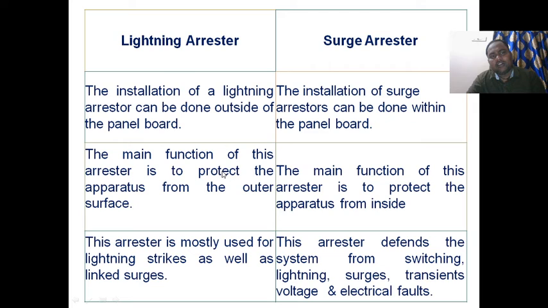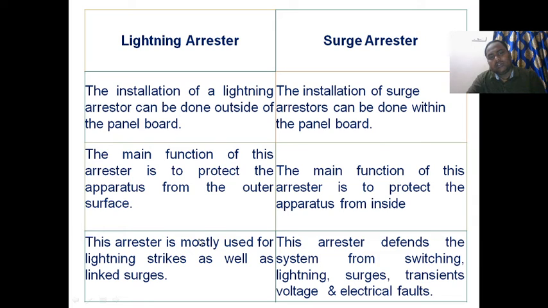The main function of this arrester is to protect the apparatus from the outer surfaces. The main function of this arrester is to protect the apparatus from the inside. So lightning is the external cause for overvoltages. The surge is the internal cause for overvoltages. So there are two arresters, the lightning arrester as well as the surge arrester.